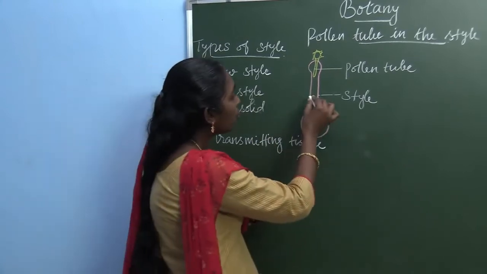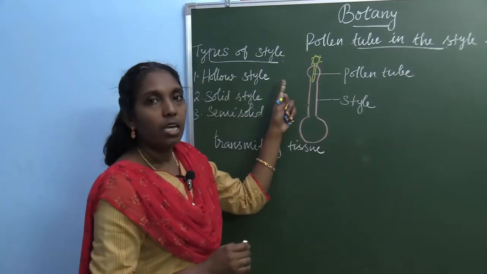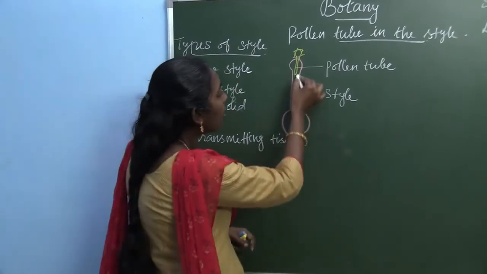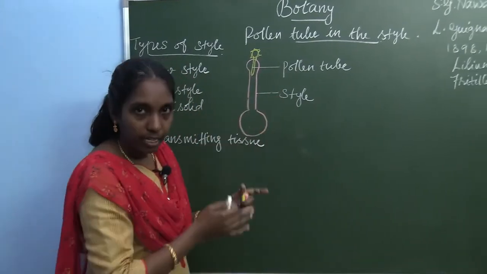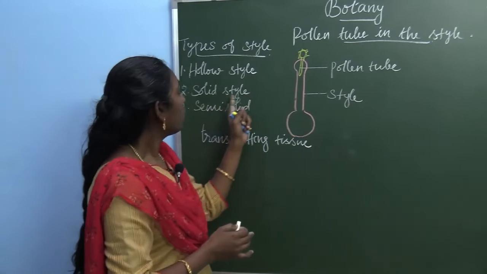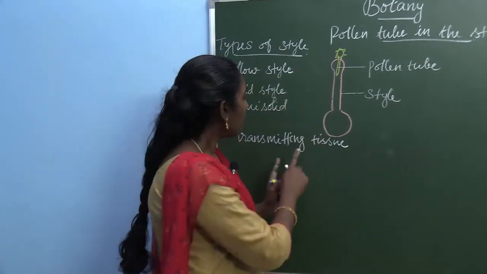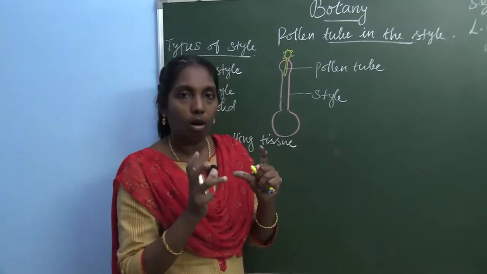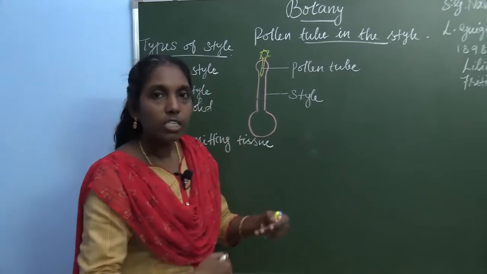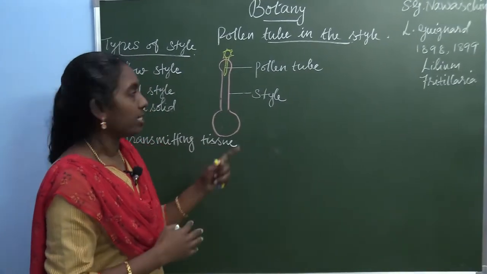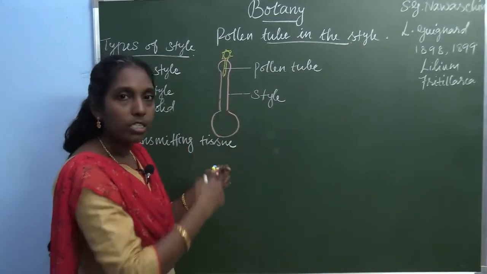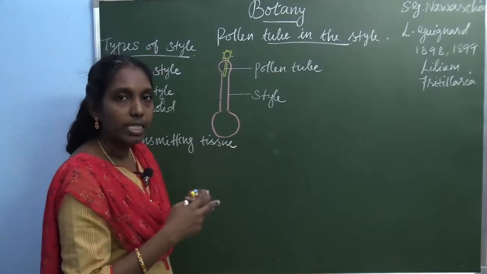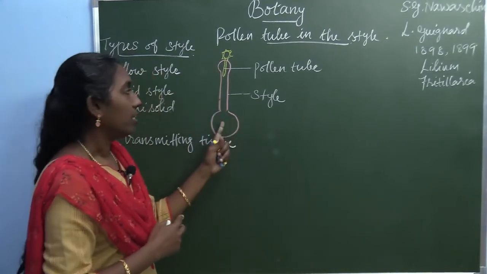In the first type, the pollen tube grows on the surface of the lining tissue. In solid style, there is a central core of cells. So, the pollen tube passes through the intercellular spaces of this stylar region.